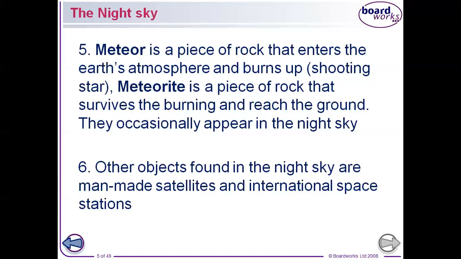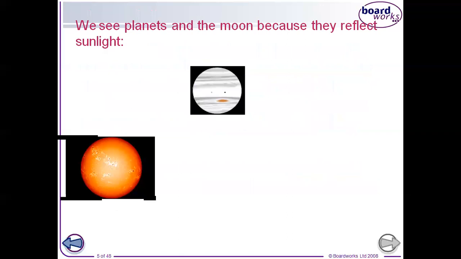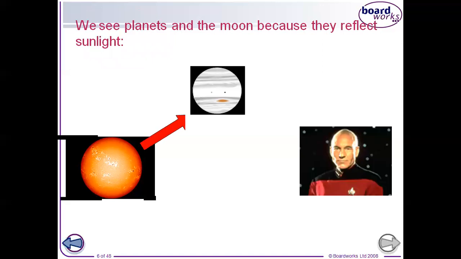Other objects found in the night sky are man-made satellites and the International Space Station. Now, we see planets and the moon because they reflect light. Look at the diagram on your screen. You see the sun, and the moon actually reflecting light from the sun to the astronaut's eye, right? So that's why we see the moon, because it reflects the light coming from the sun.